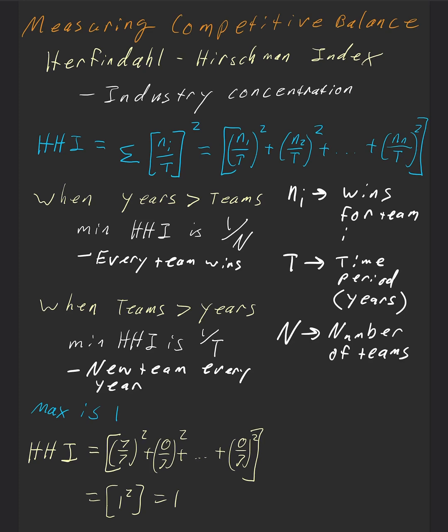Now, if there are more teams than years, say we're looking at college football, there's about 120 teams, and we measure a 10-year span, then the most that we can do is just have a new team every year for those 10 years. The lowest would be 1 over T.